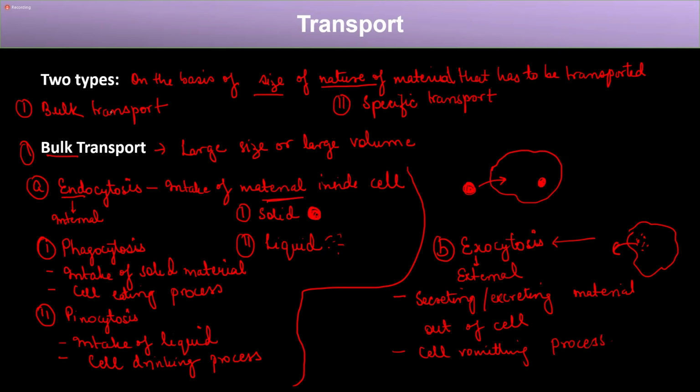So what we saw is that transport through a plasma membrane is of two types on the basis of the size and nature of the material that has to be transported, in which the first one is bulk transport, for material transported in a large volume. Next, we'll study specific transport. What do we mean by specific transport? Specific means something very specific, for example glucose, a particular molecule that we want to transfer, or a certain gas. So this is specific transport.